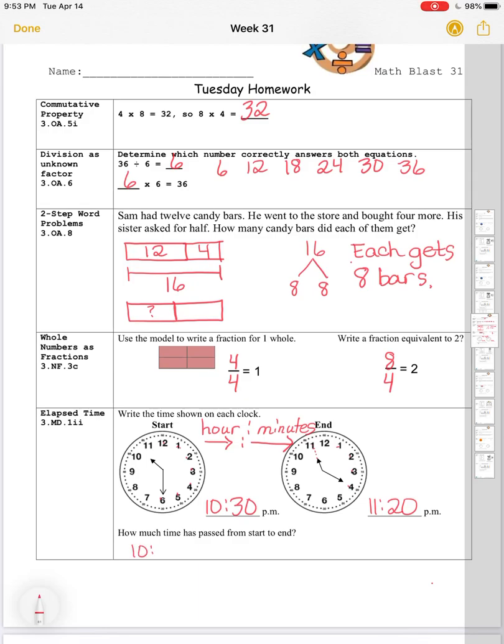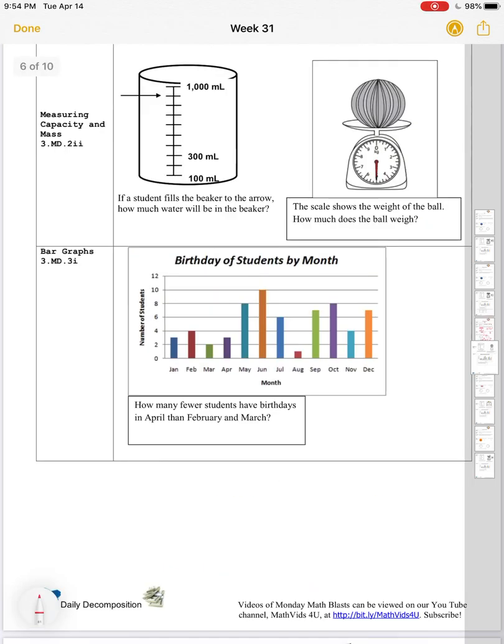How much time has passed from start to end? So going from 10:30, if I want to go to the next hour, that would be 30 minutes, and that would get us to 11 o'clock. And then I want to go to 11:20. So 20 more minutes is what it took to get to that 11:20. So now I add the 2 parts here. 30 minutes and 20 minutes would be 50 minutes. 50 minutes has passed. That's the elapsed time.